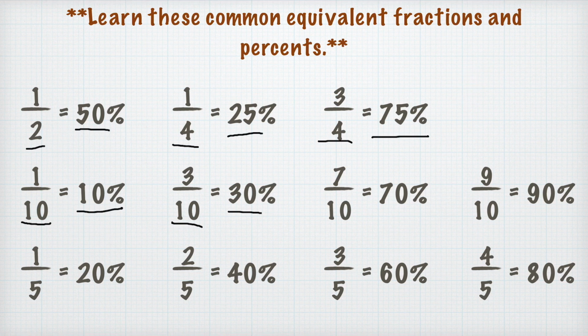All right, so we just did this one. 9 over 10 is 90%. Now, 1/5 is 20%, so that would basically also be 2/10. And then 2/5, which is also 4/10, is 40%. And then 3/5, which is also 6/10, is 60%. And then 4/5, which is 8/10, equals 80%.